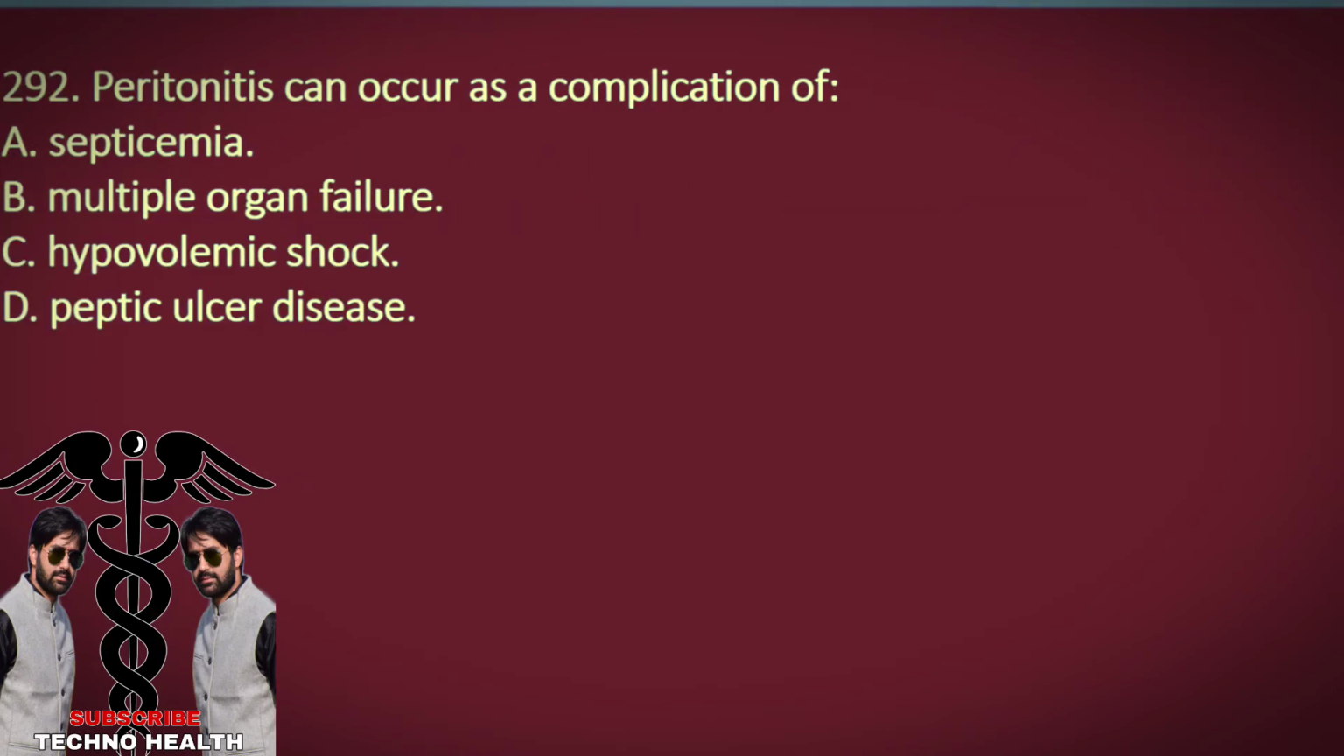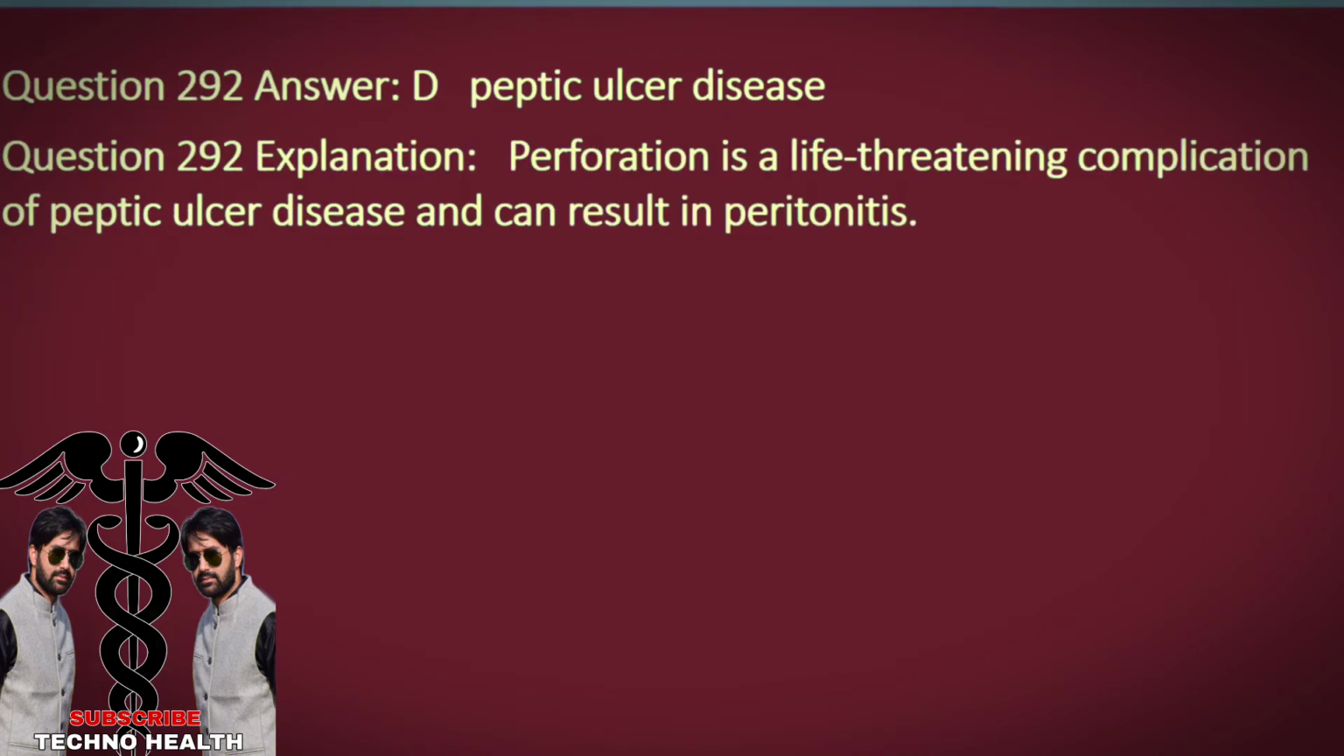Question 292. Peritonitis can occur as a complication of A. Septicemia, B. Multiple organ failure, C. Hypovolemic shock, D. Peptic ulcer disease. Question 292 Answer, D. Peptic ulcer disease. Question 292 Explanation. Perforation is a life-threatening complication of peptic ulcer disease and can result in peritonitis.